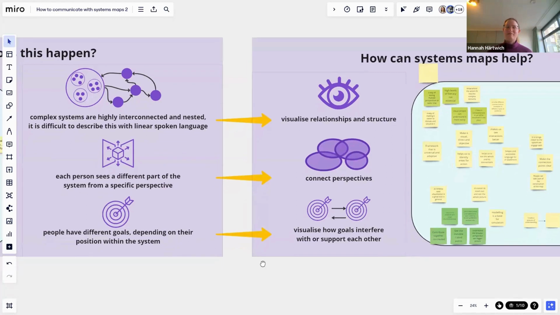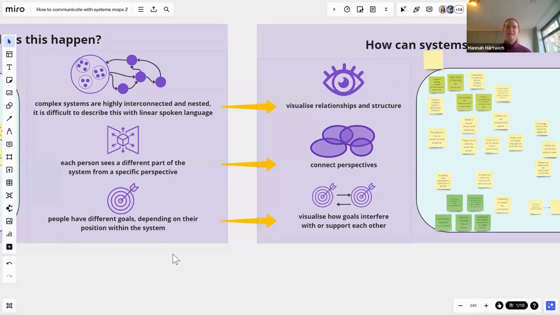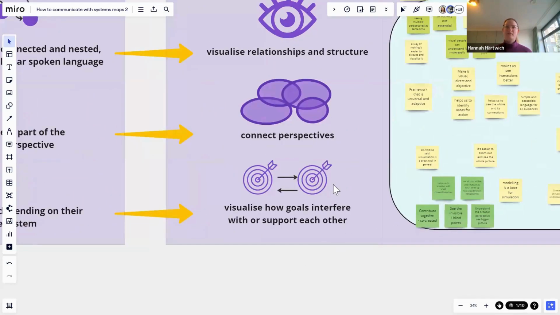And finally, also for the differences in goals, it makes it easier to visualize how these goals are related to each other. Do they interfere with each other? Do they support each other? And from there, it becomes easier to really have a discussion about that together.